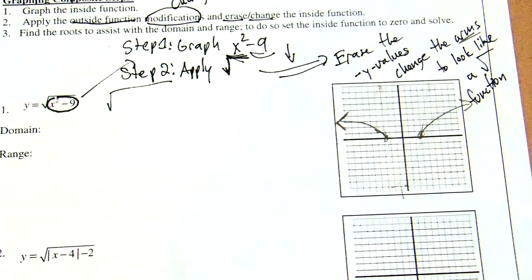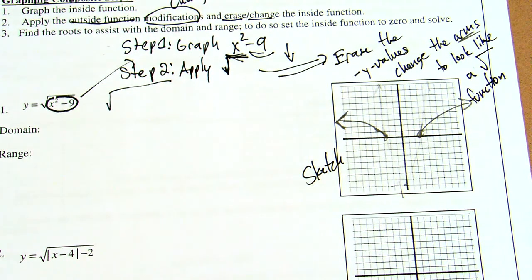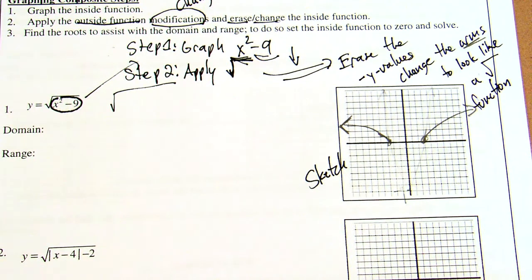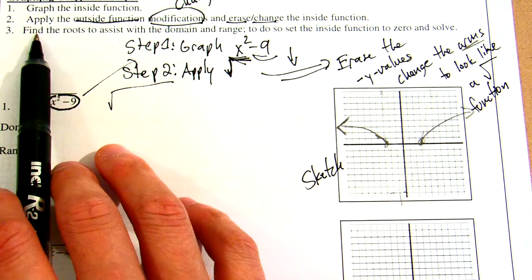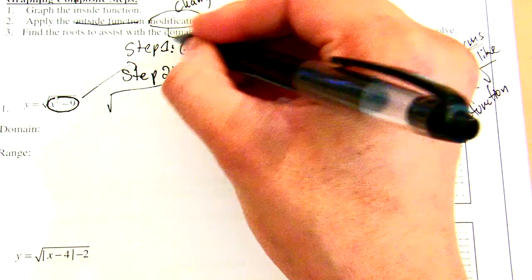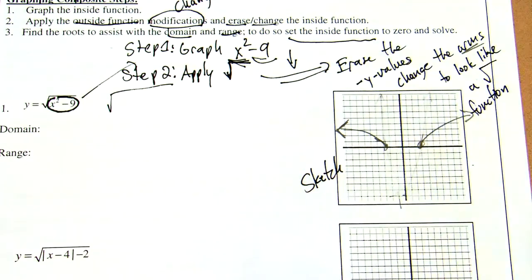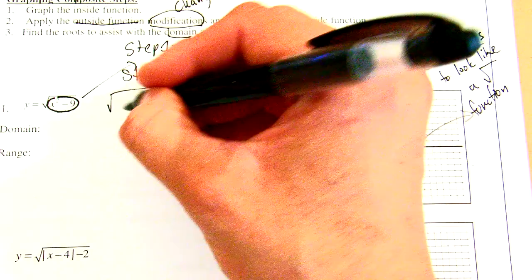Okay? And now what we have here is a sketch of this function. Why is this helpful? Because you can now graph very, very complicated square roots without a calculator, which is really advantageous in this class, in calculus, and any of your future math classes. And the last step here is, I'm going to say, find the roots to assist with the domain and the range. To do so, we're going to set the inside equal to 0 and solve.